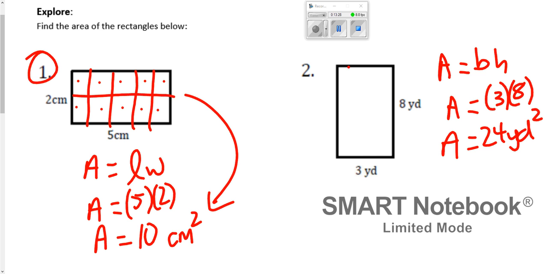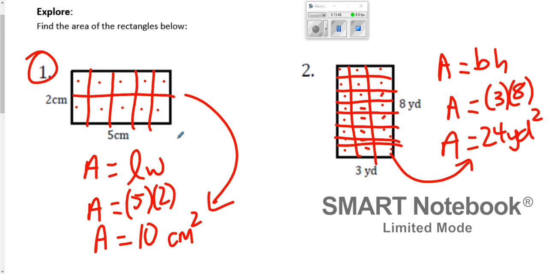Same thing here. 3, and then 8. 8 is going to be tough. Hold on. So that's 4. So now if I split each one of those in half, I should have 8. There we go. So now how many? I have all these boxes. There's 24 of them. Same as the answer.